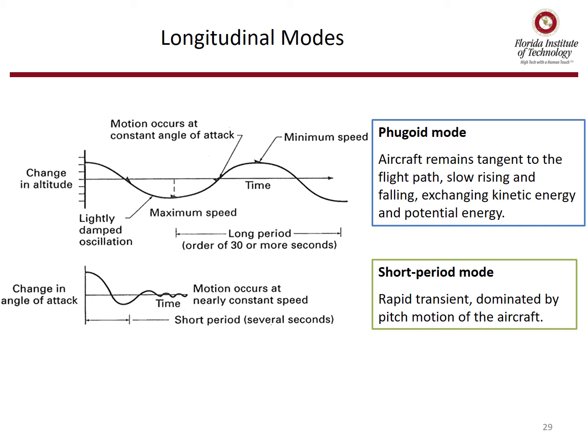The short period mode, on the other hand, has a rapid transient, and it's dominated by pitch motion of the aircraft. But the speed is nearly constant. So we get changes in angle of attack, changes in theta, but our speed is nearly constant. And again, the period is short, on the order of 1 to 2 to 3 seconds.